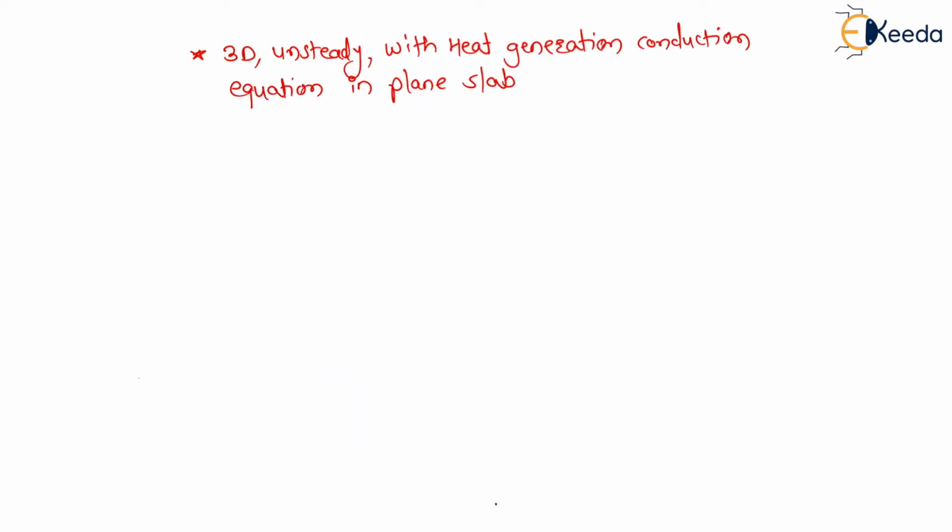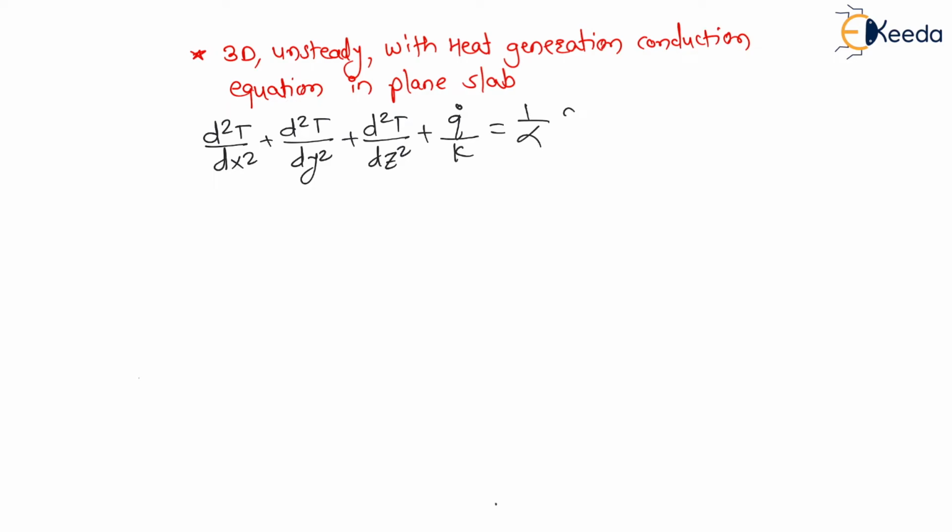Now, my dear students, just now we have seen the 3D unsteady with heat generation conduction equation in a plane slab. This equation we got as d2T/dx square plus d2T/dy square plus d2T/dz square plus q dot by k is equal to 1 upon alpha dT/dt, right? This is the generalized 3D equation with heat generation, where this is a second derivative along x direction, second derivative of temperature along y direction, second derivative of temperature along z direction.